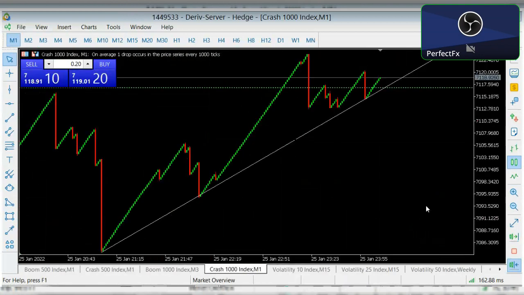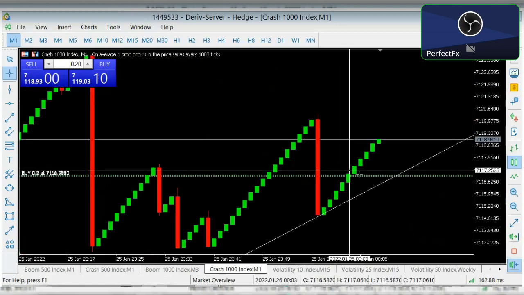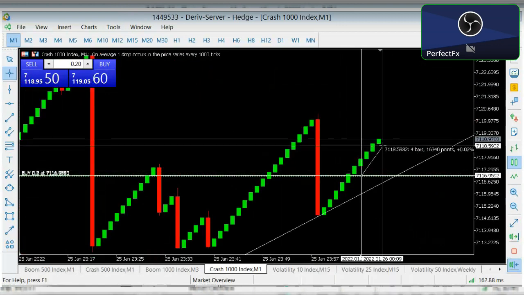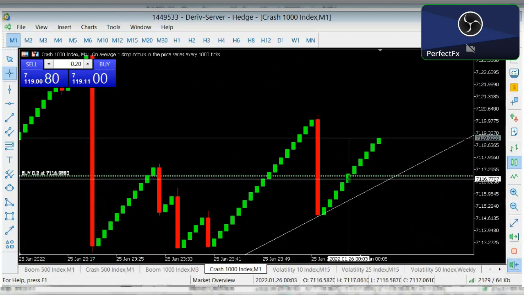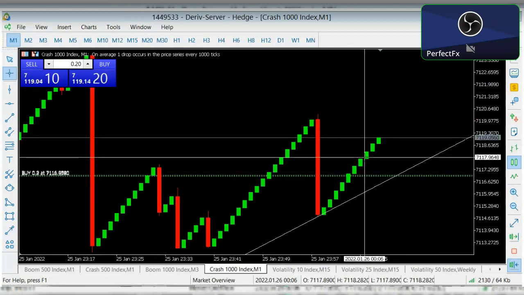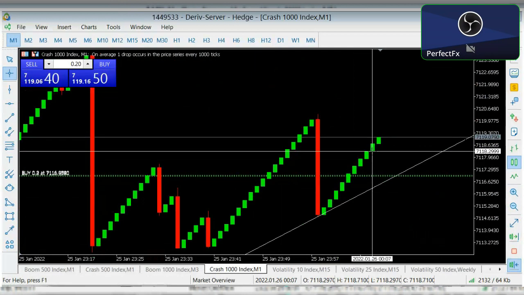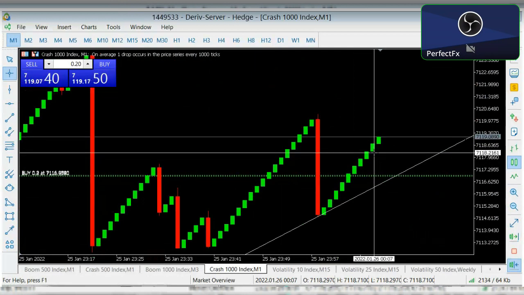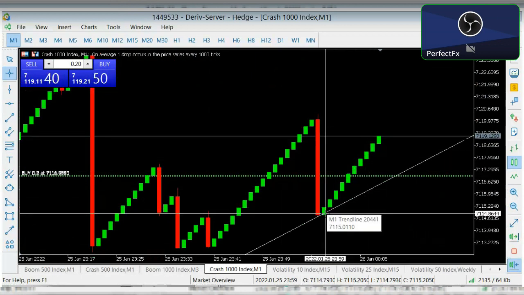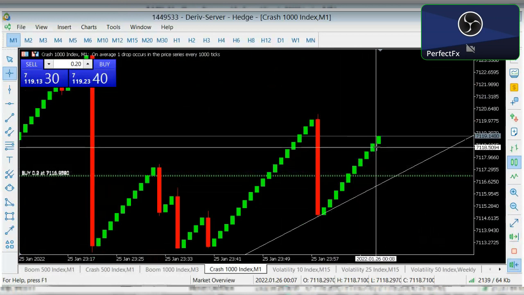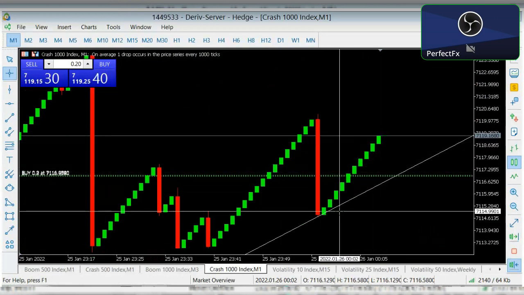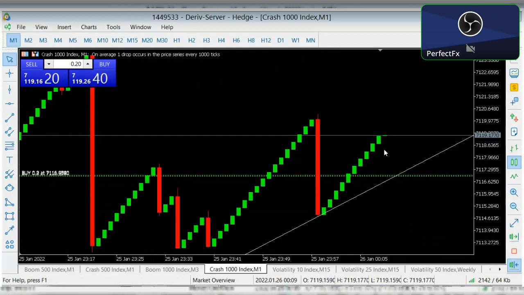Okay, on Crash 1000, from the point of entry, this is about 20 pips to the upside. Can you see? This is already 1, 2, 3, 4, 5, 5 candles complete. You'd have left the market in good profit. 1, 2, 3, 4, 5, 6, 7, 8, 9. We'll wait for this candle to close and we're out. Can you see? The candle just closed. So let's exit the market.